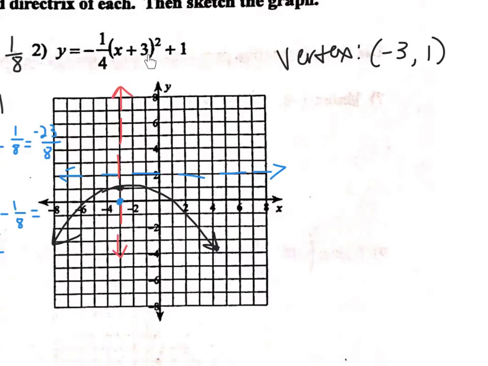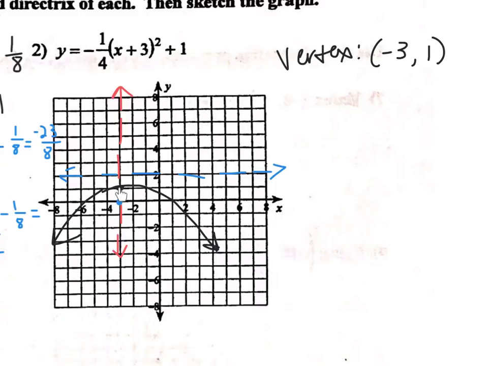Notice that this time I have a parabola that opens up or down. So that means that this value inside here is going to be the H value because it goes with X, and this value is going to be the K value, and it goes with Y. All right, so my vertex is -3, 1. It's the same vertex we had before, -3, 1, it's right here.